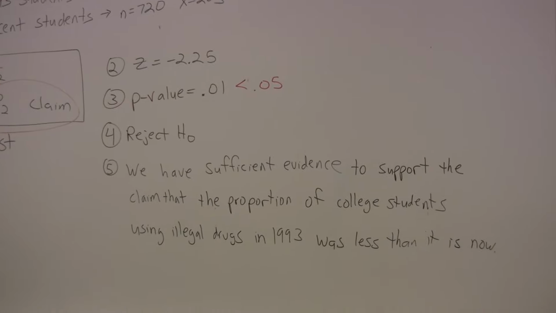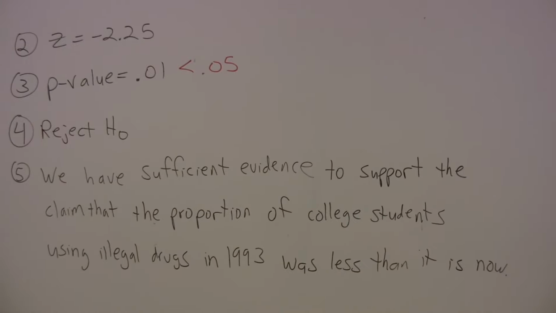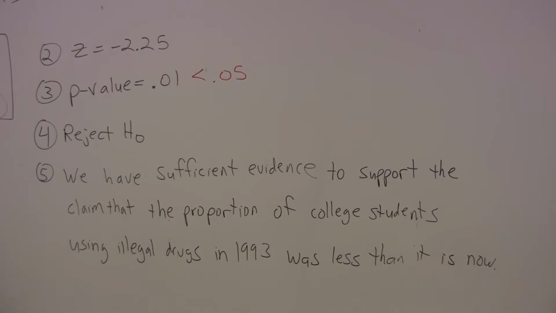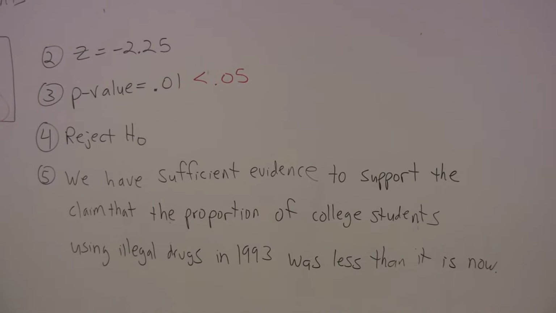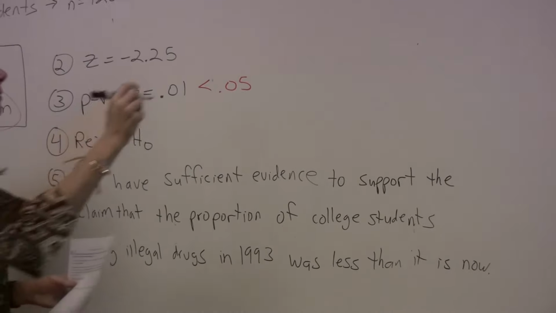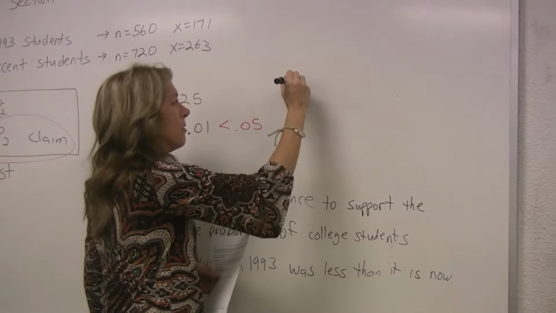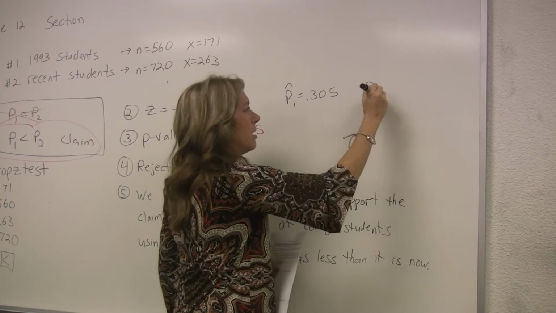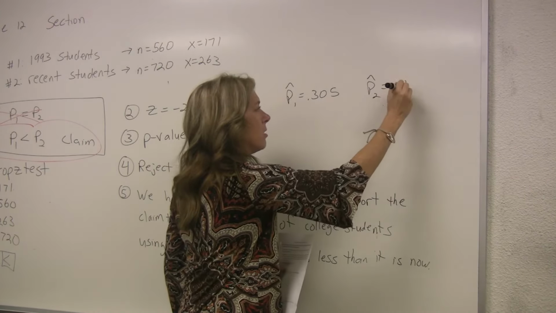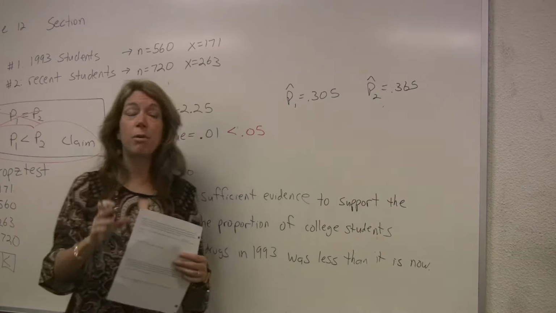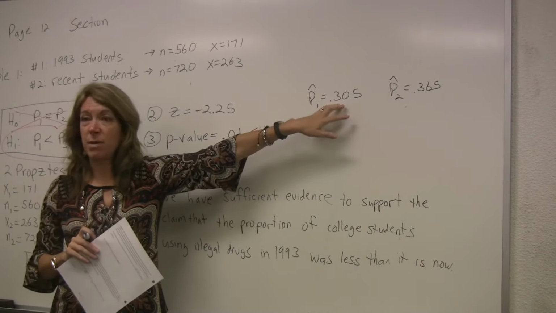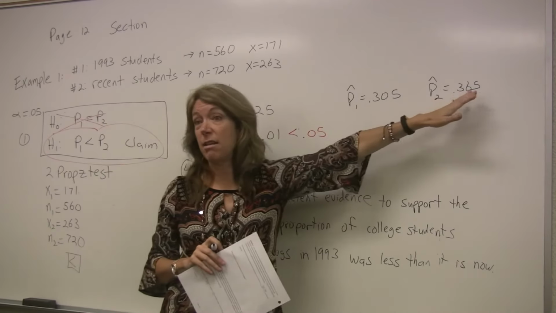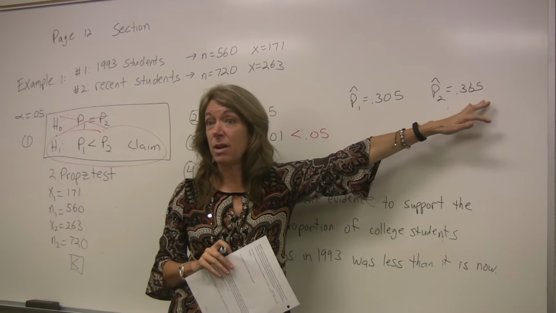Well, we can estimate that. When you got your Z on your screen, you still have that screen handy, did it give you a P1 hat and a P2 hat? Yeah, let's talk about those. What was P1 hat? 0.305. And what was P2 hat? 0.365. So this is just from the sample, but around 30% of people back in 1993 said yes to this question, and now it's around 36% that said yes to this question.